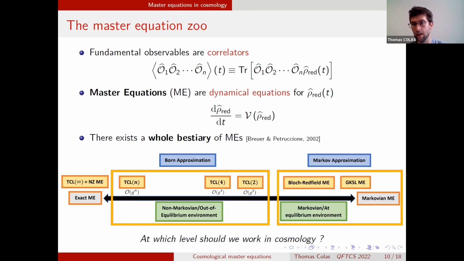Now, the question we ask is, where should we work in cosmology? What is the good level of approximation when you work in curved space?